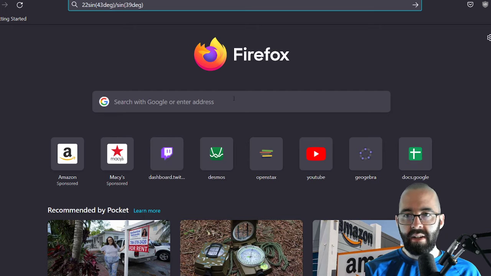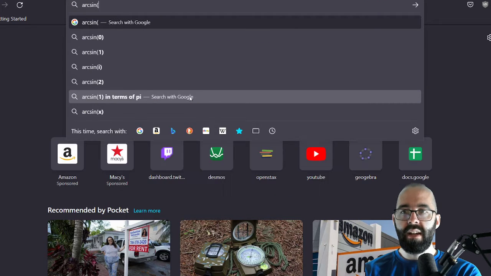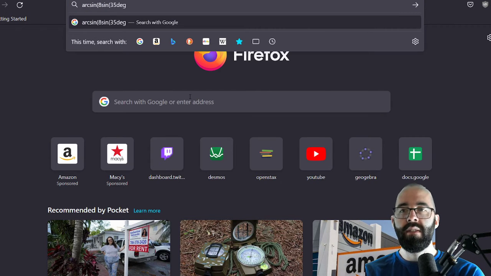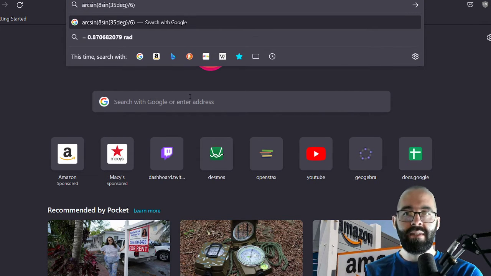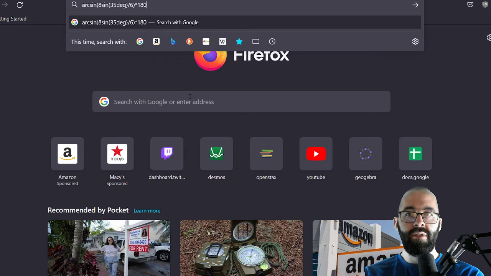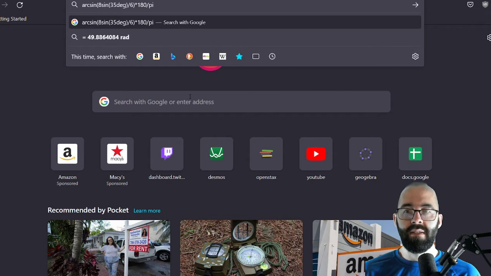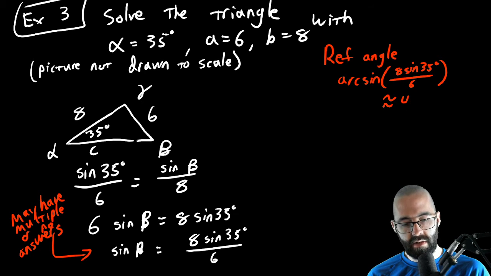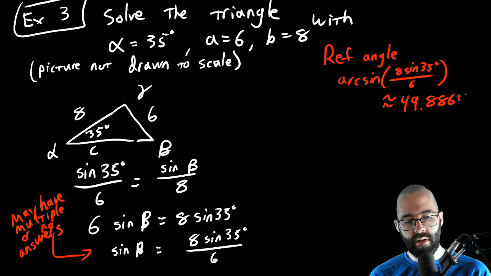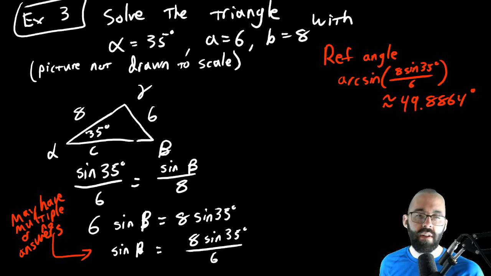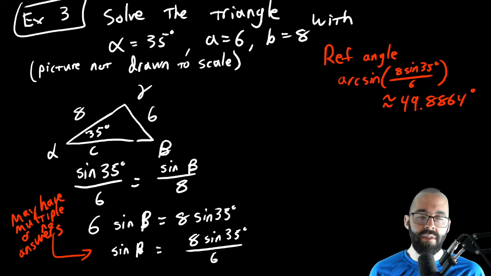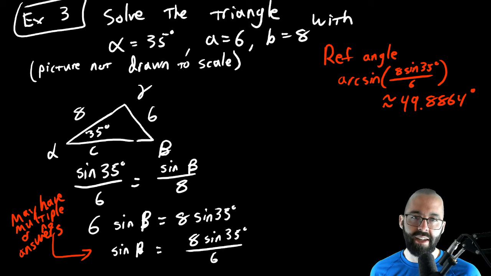Type that into a calculator. We're looking at the inverse sine of 8 sine of 35 degrees. Make sure to have degrees. Divided by 6. And Google is going to give you something in radians. So convert it to degrees. 49.8864. Our final answer is probably going to be rounded to a single decimal. But this answer, we're going to want more decimals because we're going to have to use it later.